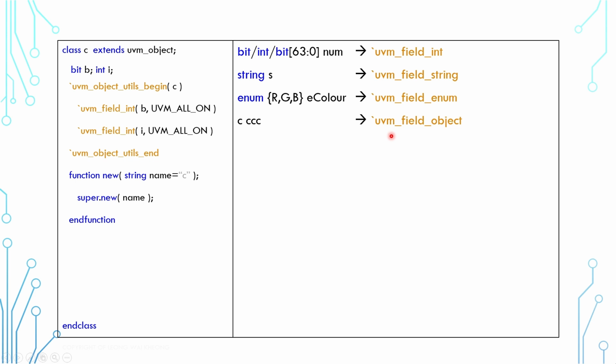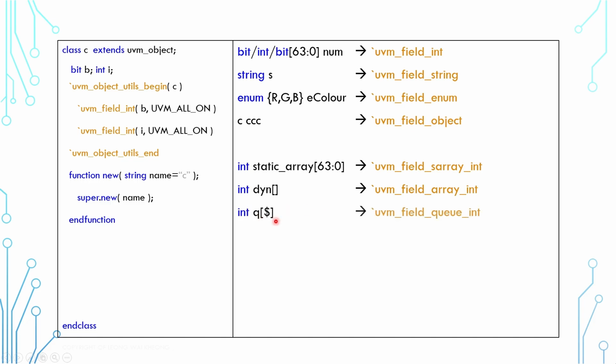Unfortunately, this doesn't end here. If we have a static array or a fixed size array, we should be using this UVM field sarray int. In a similar manner, this is the macro for a dynamic array, this is the macro for a queue, and this is the macro for an associative array. If you pay attention, these are arrays of numbers. If you have an array of string or an array of class, then we should be using their respective macros.